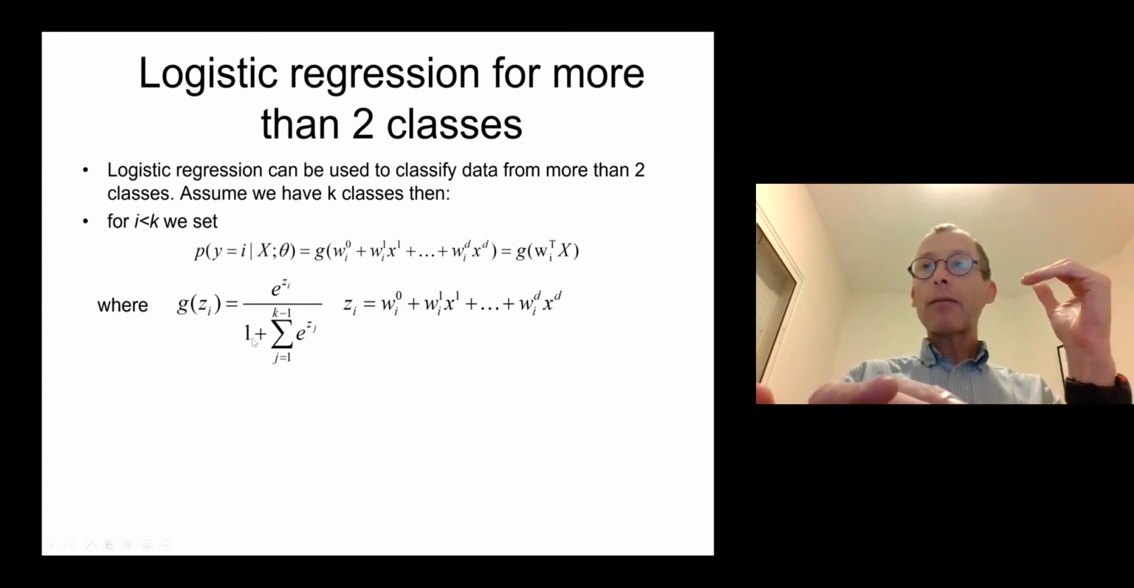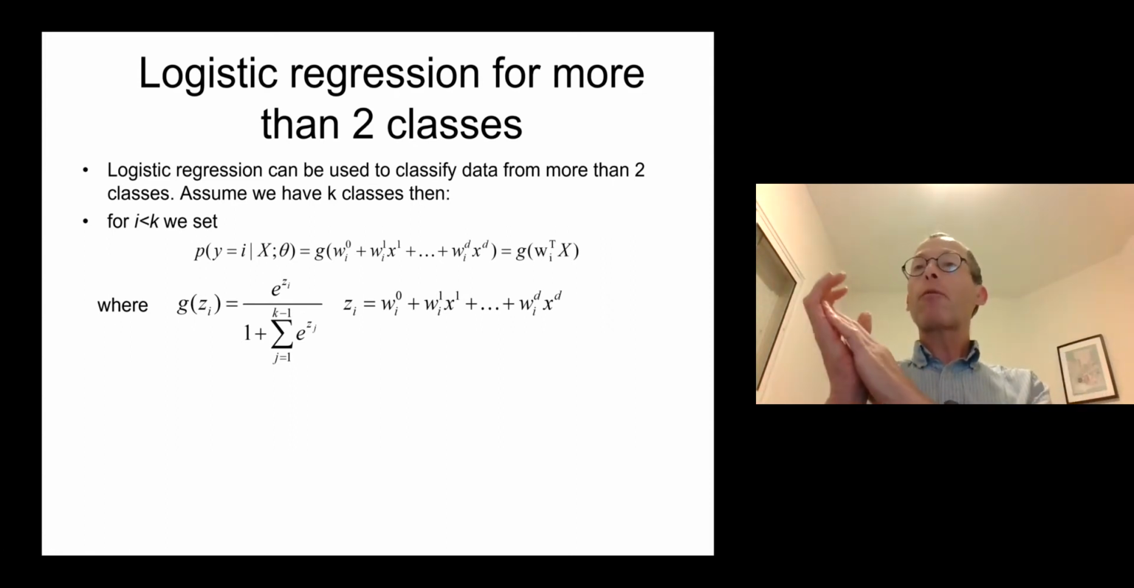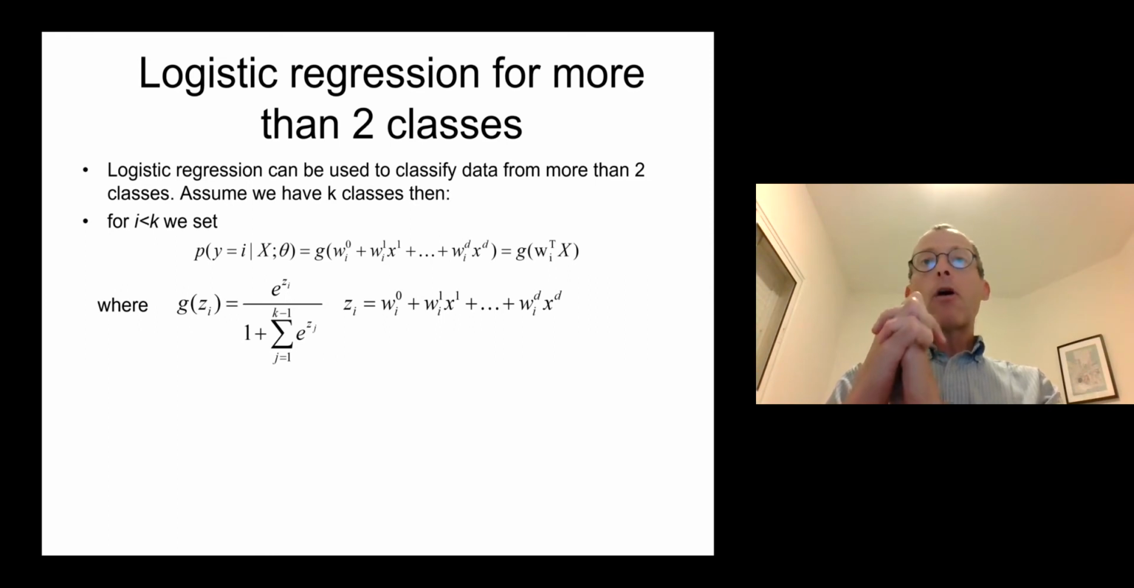The last class does not have its own set of parameters because the probability for that class is 1 minus the sum of the probabilities for all the other classes. Okay, so this is the definition. Basically, by doing this, we guarantee that the probability remains between 0 and 1 and always sums to 1. This is always positive, obviously, so we can't have a negative value, and the fact that this is the probability of the last class basically guarantees that everything will sum to 1.